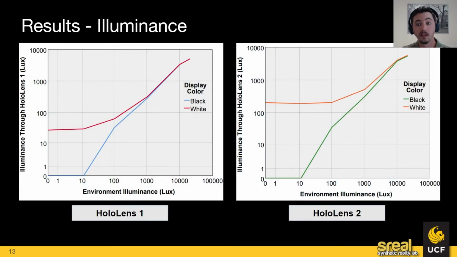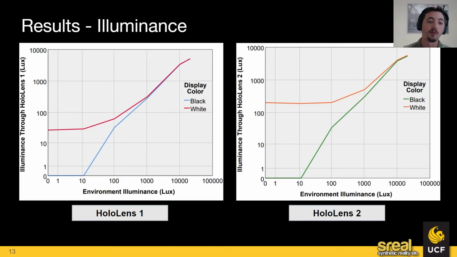So our results look something like this. On the left side, we have the HoloLens 1, and on the right side, we have the HoloLens 2. On our x-axis for both graphs, we have those 6 environment illuminance levels from 0 to 20,000 lux. And on our y-axis, we have the measured illuminance that we got with the light meter from the user's left eye position. So the graphs themselves, the top line, the red and the orange, is when the display is rendering all white, and then the bottom line, the blue or the green, is when the display is rendering all black.